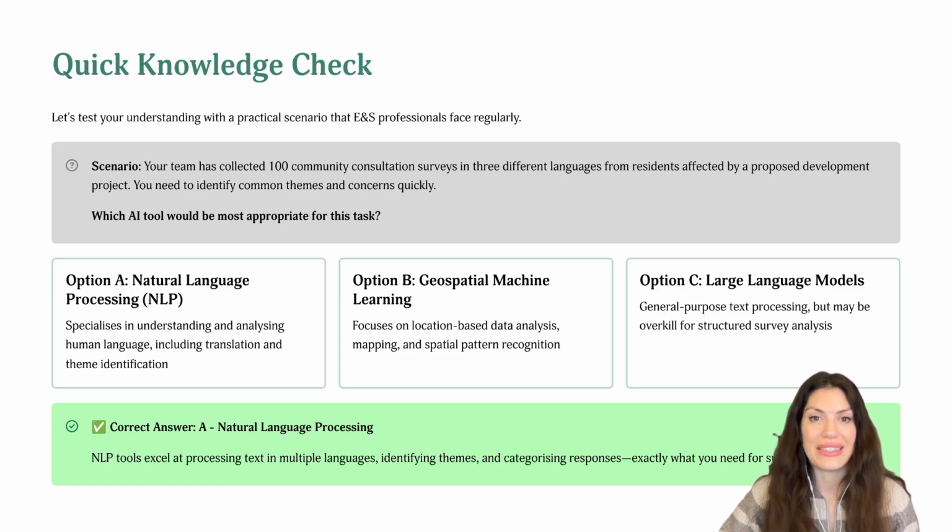The correct answer is A, natural language processing. Natural language processing tools excel at processing text in multiple languages, identifying themes, and categorizing responses.